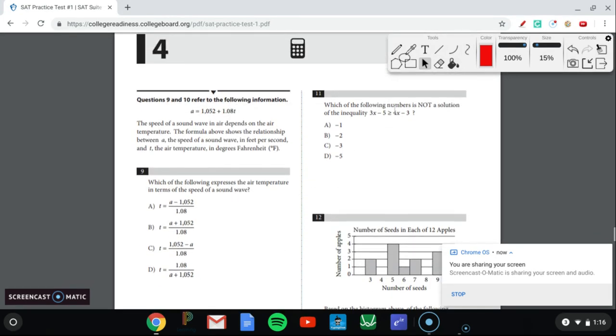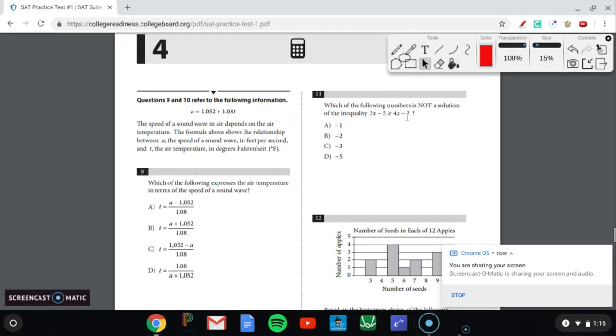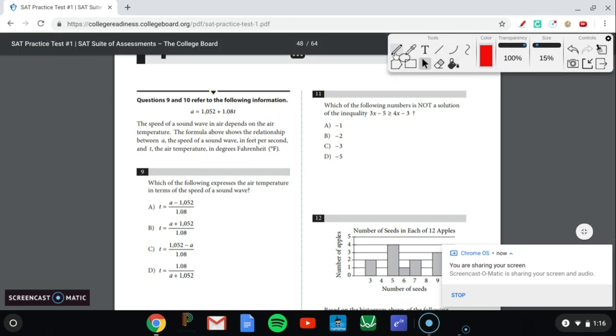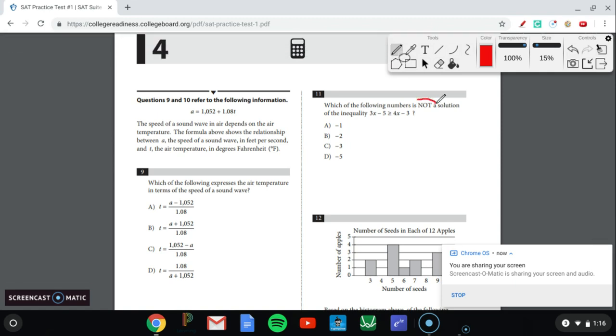Question 11. Which of the following numbers is not a solution of the inequality 3x minus 5 is greater than or equal to 4x minus 3? So realize that the keyword here is not, meaning when you plug in your choices, if you don't want to solve it the normal way of solving an equation, 3 of them are going to make it true. One of them is going to make it not true.